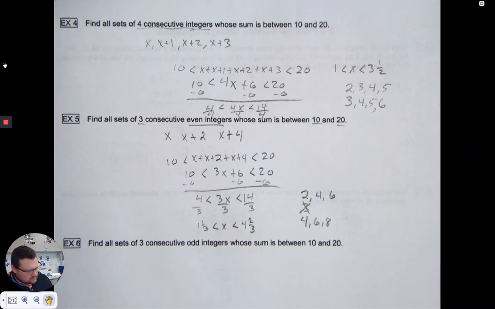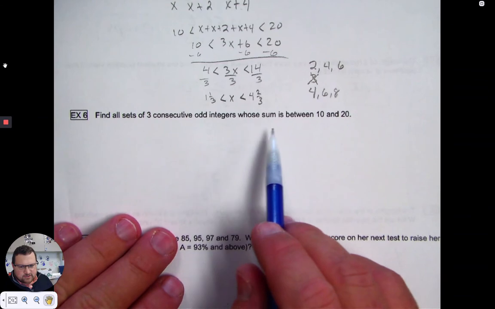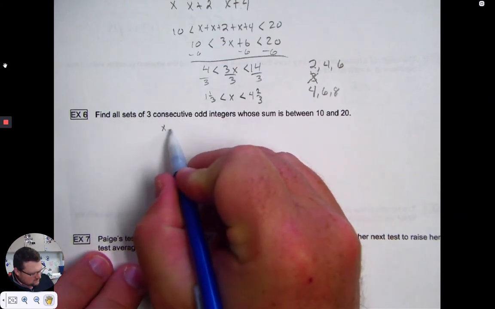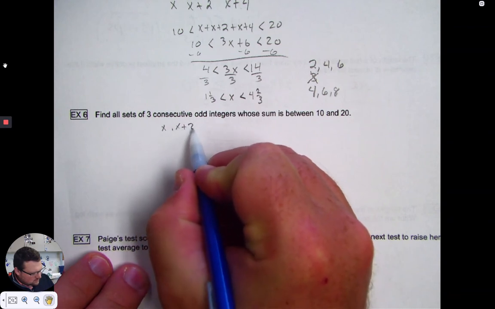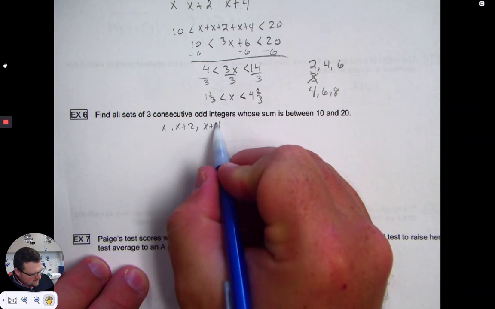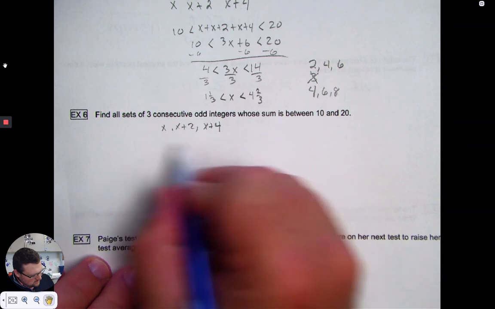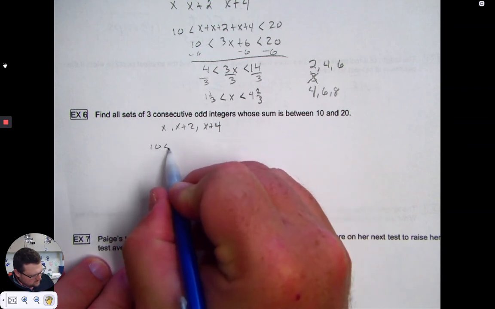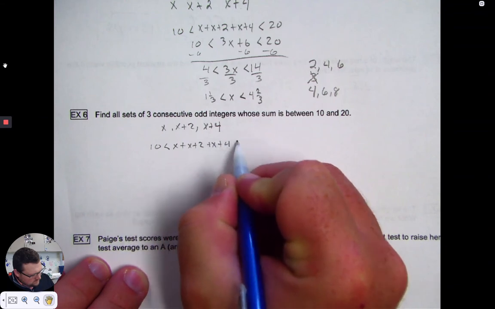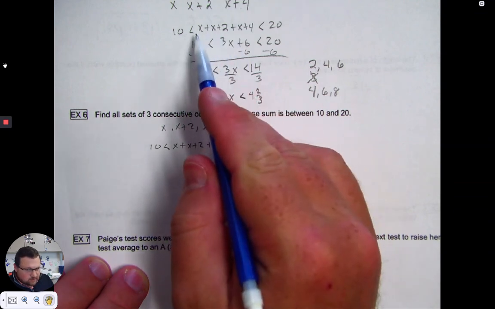Okay, for number 6, we have find all sets of 3 consecutive odd integers whose sum is between 10 and 20. So it's the same exact thing, right? Because odd integers are also just x, x plus 2, and x plus 4. Because the first one is odd, which is what makes it 2 more odd and 4 more odd. So it's going to literally be the same exact equation. Okay, it's just going to be different when we get to the bottom. So we know that this is the same as this one was up here.